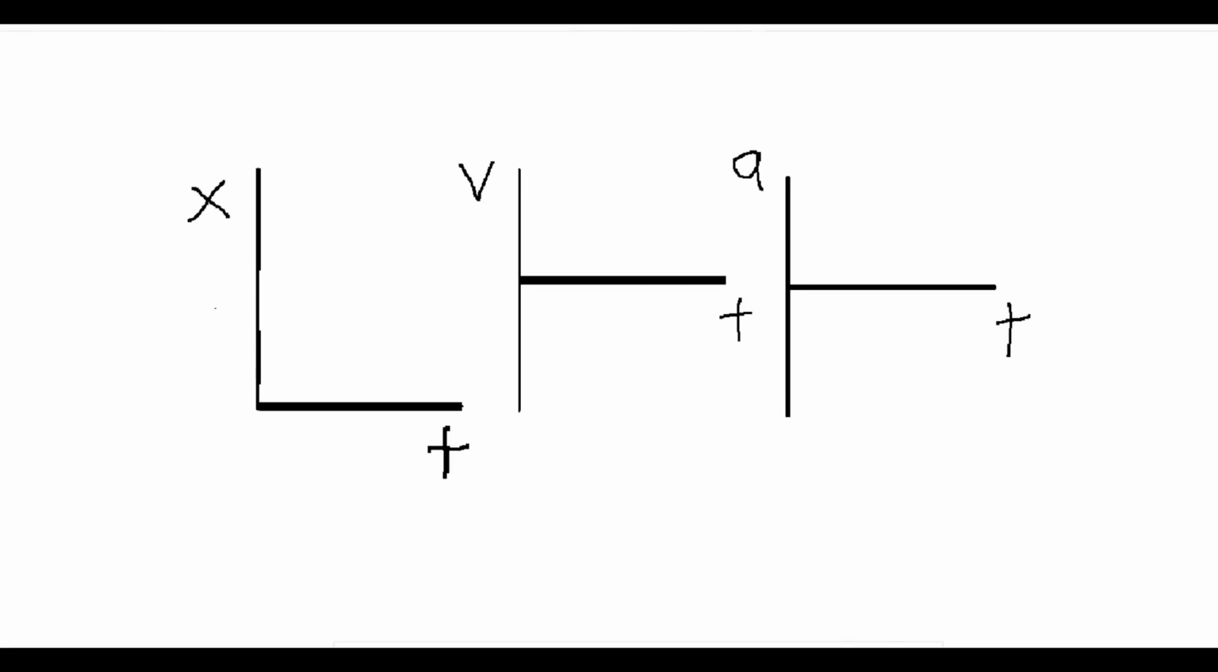Let's go. On the screen, we have our three main types of motion graphs. We have an x versus t graph, a position versus time graph, a velocity versus time graph, and an acceleration versus time graph. What we're going to do is start off with the most basic types of motion to develop the concepts for how to analyze, draw, and just understand these graphs inside and out.